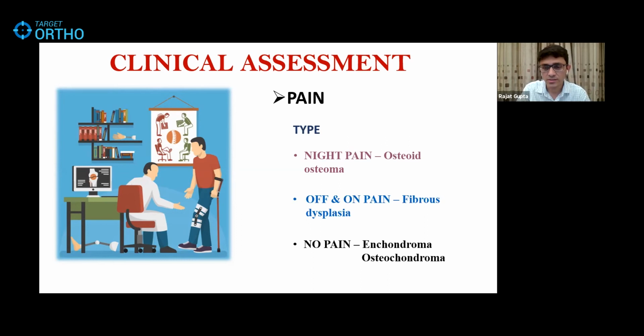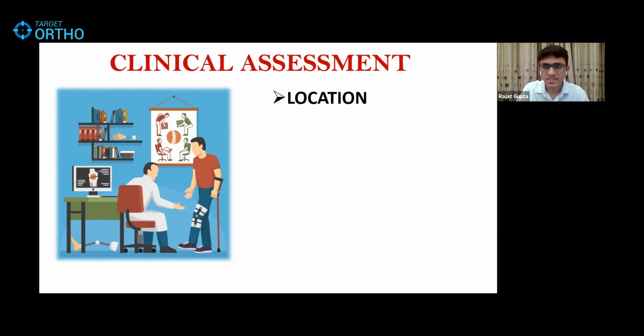And many lesions don't have any pain. For example, enchondroma or an osteochondroma may present without any pain. Osteochondroma may have pain as in case of some bursitis or nerve impingement and so on, but by and large, osteochondromas are painless.